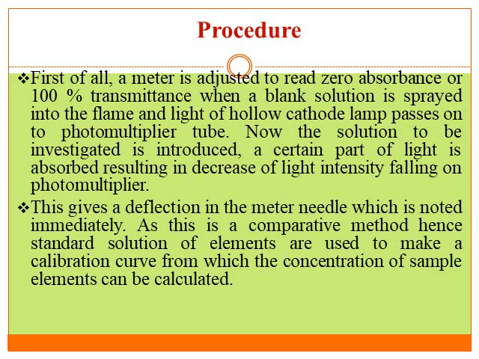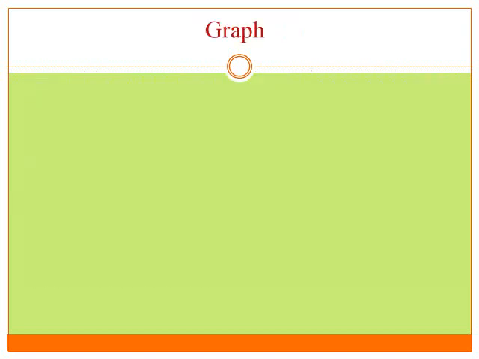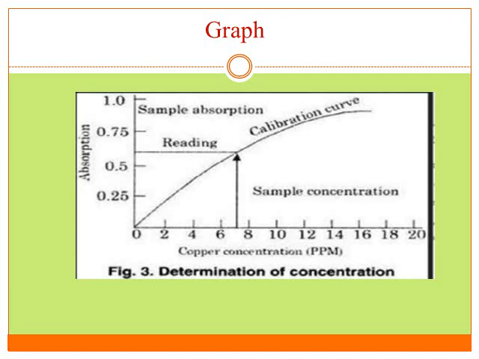As this is a comparative method, a standard solution of the element is used to make the calibration curve. So in a similar case, standard solutions of 2, 4, 6, 8 and 10 cc of the sodium chloride solution are made and aspirated into the flame, and the absorption intensity of these solutions is measured with respect to the concentration of the element being calculated. Now the graph looks like this.